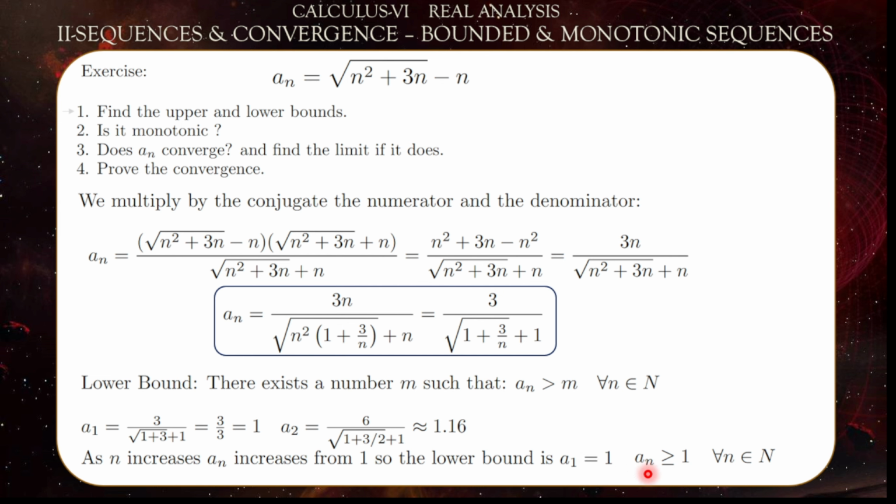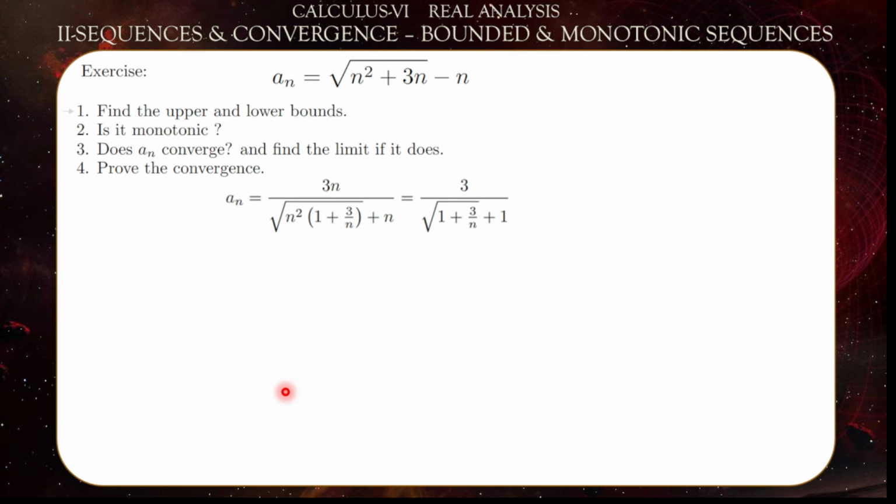Hence, an is greater than or equal to 1 for all values of n within the natural numbers, and n being strictly greater than 0. Let's find the upper bound.